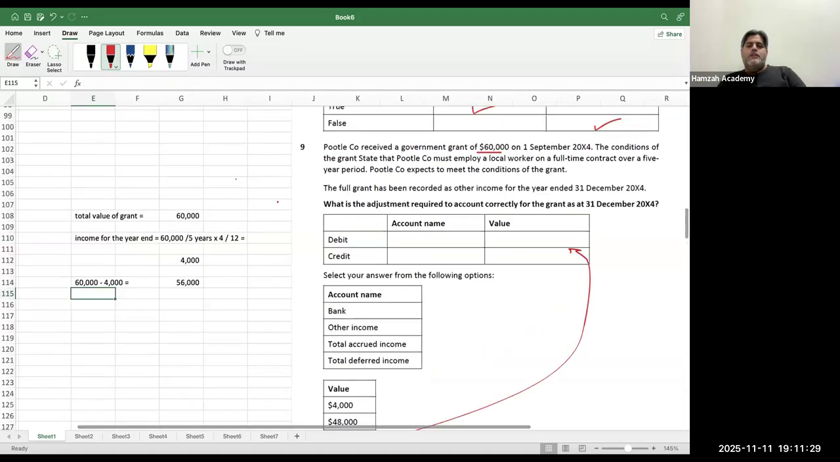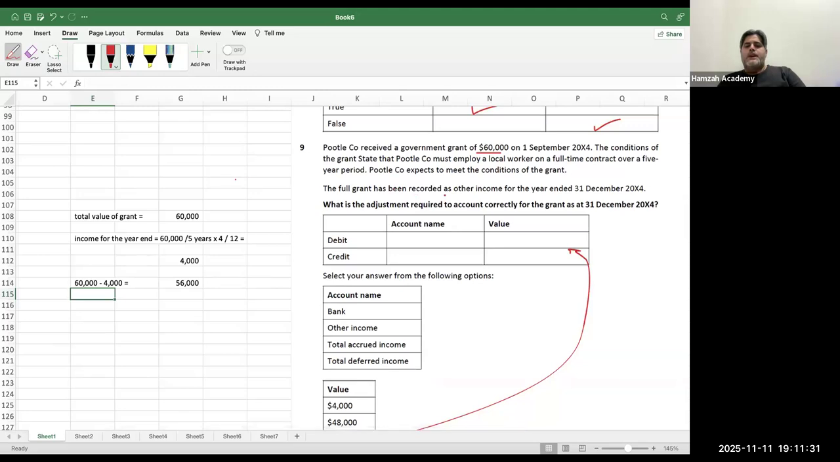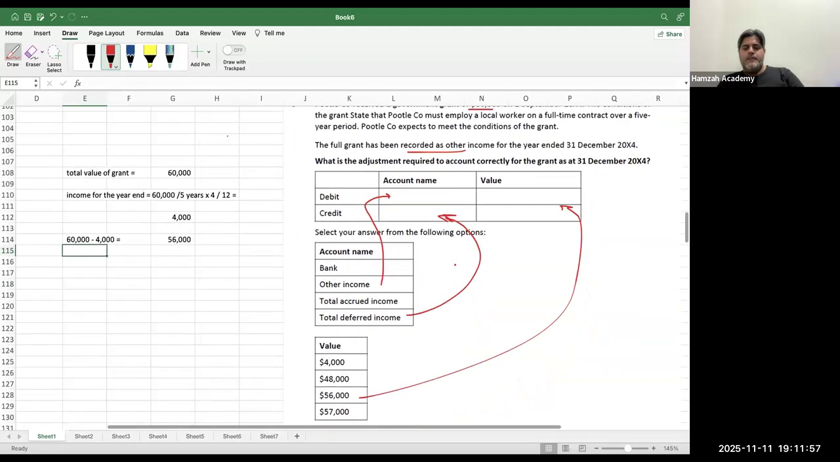And now the total amount has been recorded as other income. So we are going to debit the other income. And then we are going to credit deferred income over here. So this deferred income has to be credited over here, right? So, okay, let me fix it up. This is the accrued income. This is the deferred income. So deferred income has to be accounted for over here, right? So that's going to be the answer.